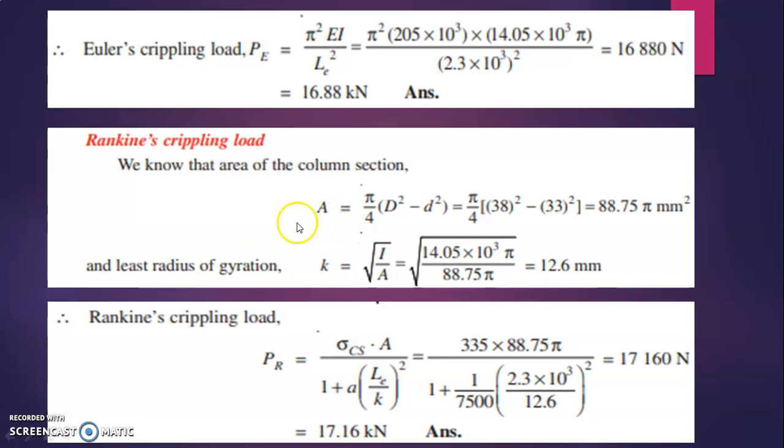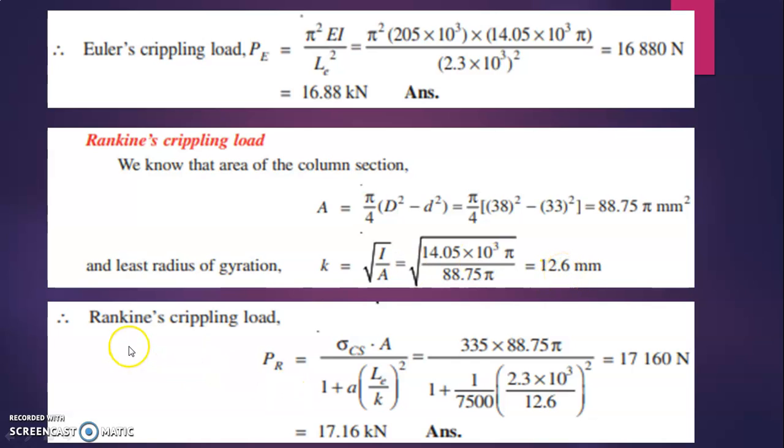Okay, so first let us calculate area A. It is a hollow circular section, so A is pi divided by 4 into capital D square minus small d square. Capital D is 38 square minus small d is 33 square. So you get this. Then you find the radius of gyration. K is equal to square root of I divided by A. I is already calculated, that is 14.05 into 10 raised to 3 pi divided by 88.75 pi. Pi gets cancelled. Simplify this, you get 12.6 mm.